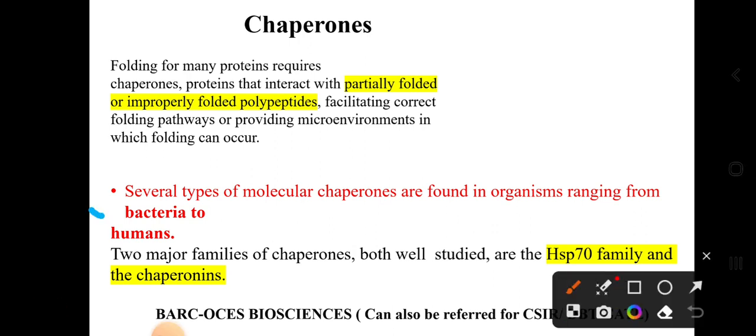So the first line is justified. The second says several types of molecular chaperones are found in organisms ranging from bacteria to humans. What is important is they are present in bacteria and they are present in humans also. They are present in plants as well. One of my friends is actually working on heat shock proteins only in plants, so they are present in plants also. Next, two major families of chaperones, both well studied, are the HSP70 family and the chaperonins.